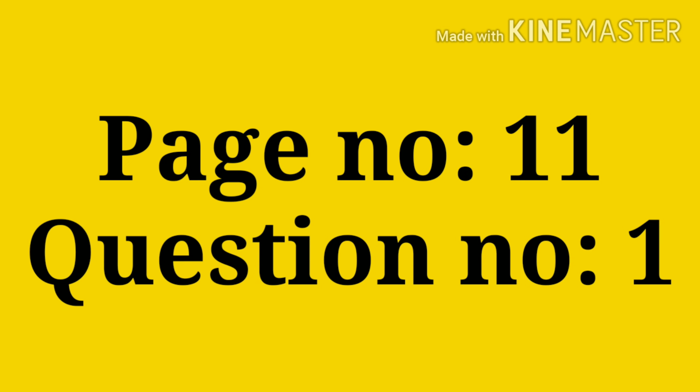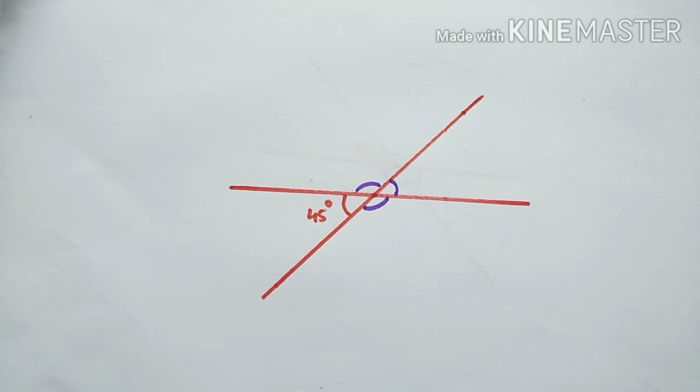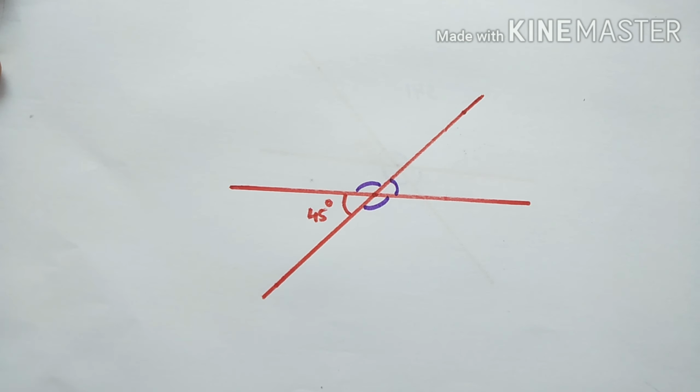Now let's do some questions on the textbook. Question is, now can't you calculate the angles marked in each of the figure below? Write them in figure. Let's do the first question. Look at this figure. Here, two lines are intersecting each other and one of the angle is marked as 45 degree. We have to find all the other three angles.